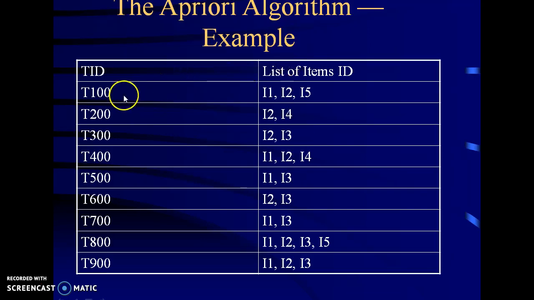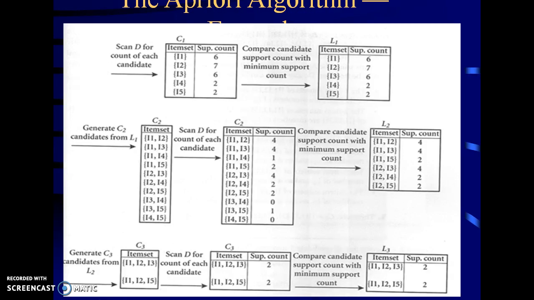Yes, they are present in T100, I1, I2 together once. Next time they occur in T400, so now the support count becomes 2. Next time they occur in T800, now the support count is 3. Lastly, they occur in T900, which makes the support count 4. So you can see in the C2 table, I1, I2 has a support count of 4. Likewise, you have to count for each item set.